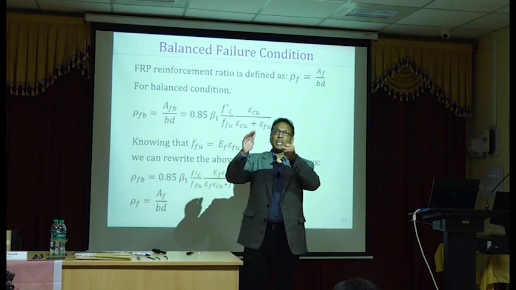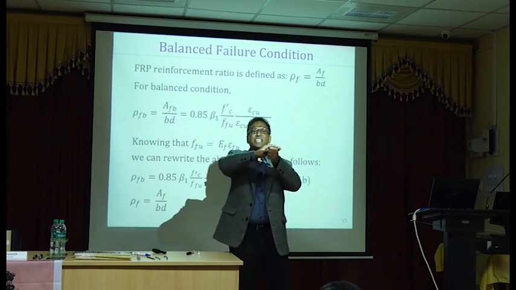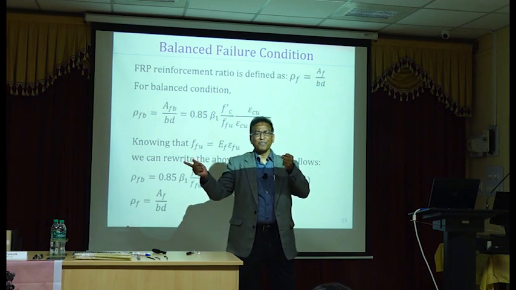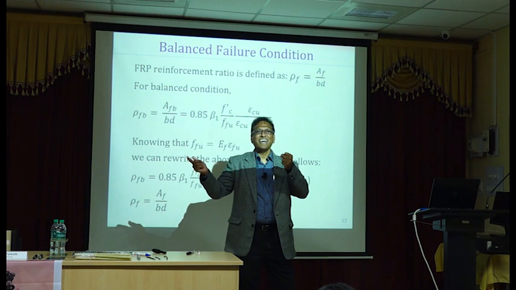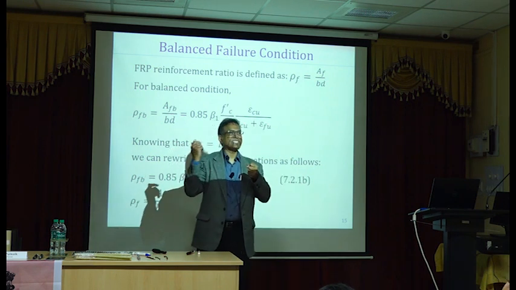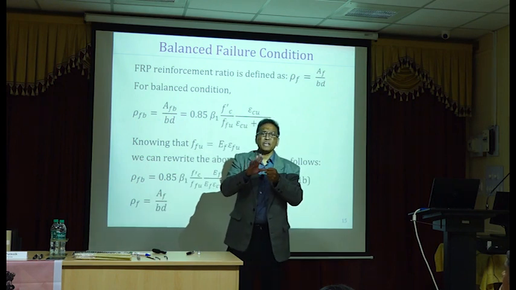If my actual FRP reinforcement ratio is larger than rho FB, is it good or bad? Bad? It's always good. That's what we want our design to be. It has to be over reinforced, right? So if it is smaller than that, there is a problem. Or we will use more complicated method.